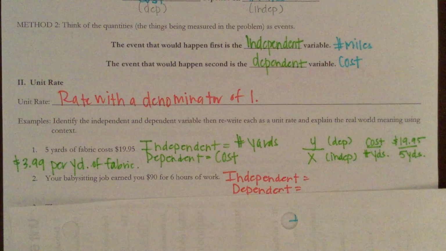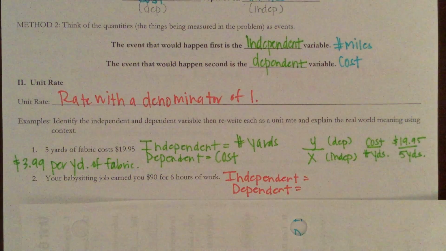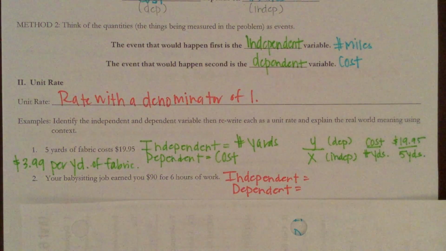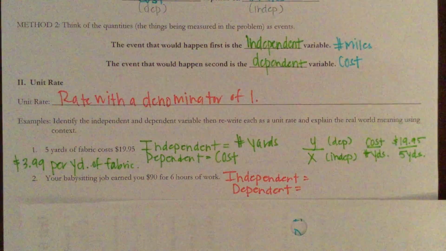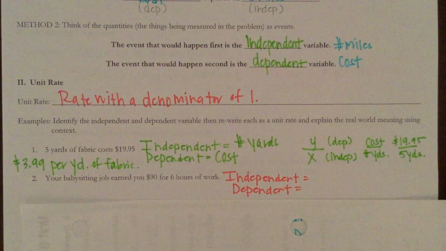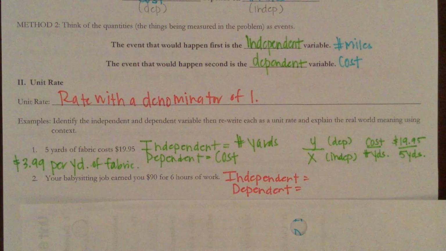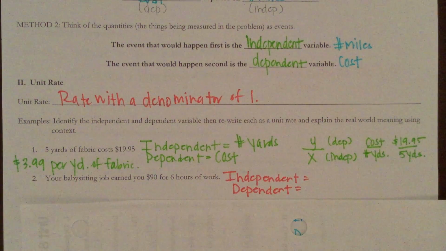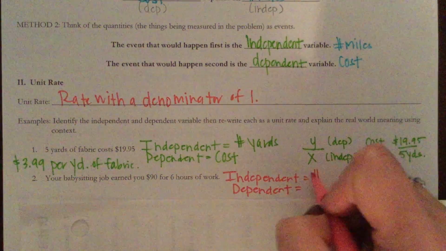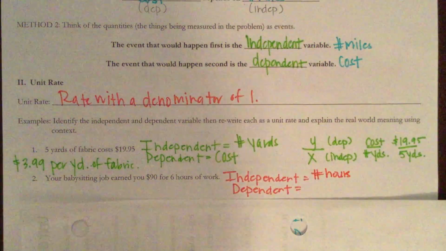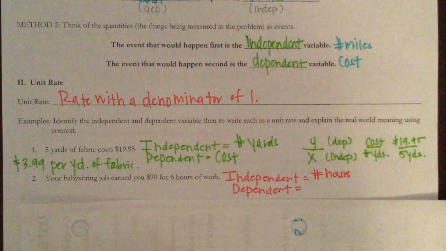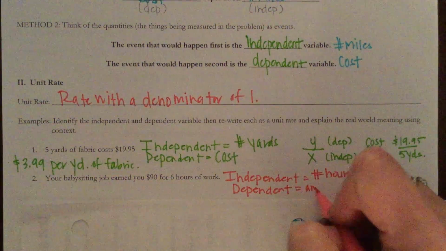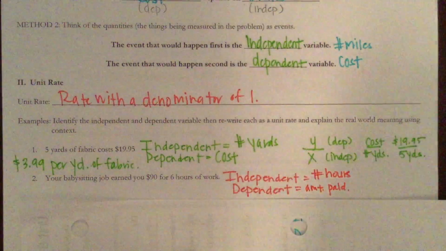In our second example, it says that your babysitting job earned you $90 for 6 hours of work. To identify the dependent and independent variables here, we can either write a sentence or we can think about these as two separate events. When you go to babysit, you stay a certain amount of time, and at the end of the night, the parents come home and they pay you a certain amount of money. In this case, event number 1 is going to be the number of hours that you stay at the house, our independent variable. Event number 2 is the parent comes home and pays me a certain amount of money. So the dependent variable is going to be the amount that I was paid, because that was the second event.